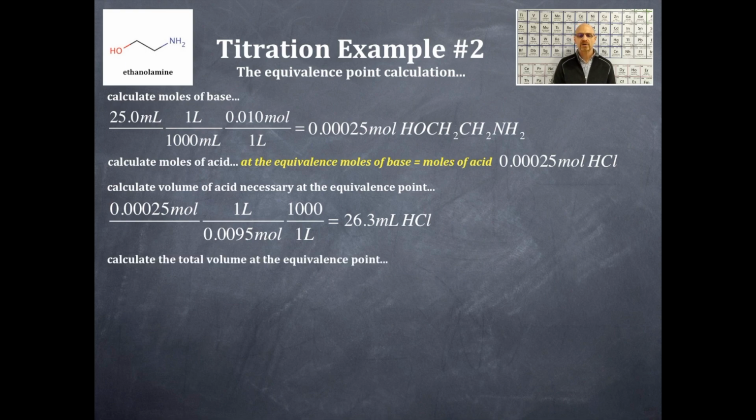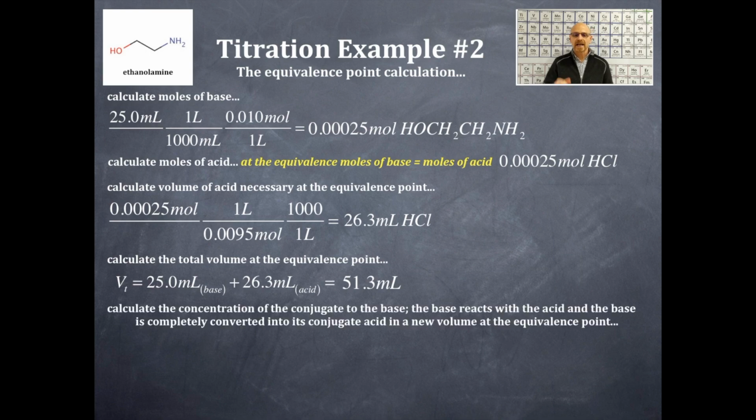Now I'm going to calculate the total volume at the equivalence point. I had the volume of the ethanolamine, which is 25 mL, plus the 26.3 milliliters of hydrochloric acid that's necessary at the equivalence point. So that's 25 mL of the base ethanolamine plus the 26.3 milliliters of the acid, the hydrochloric acid. That will give me a total volume of 51.3 milliliters.